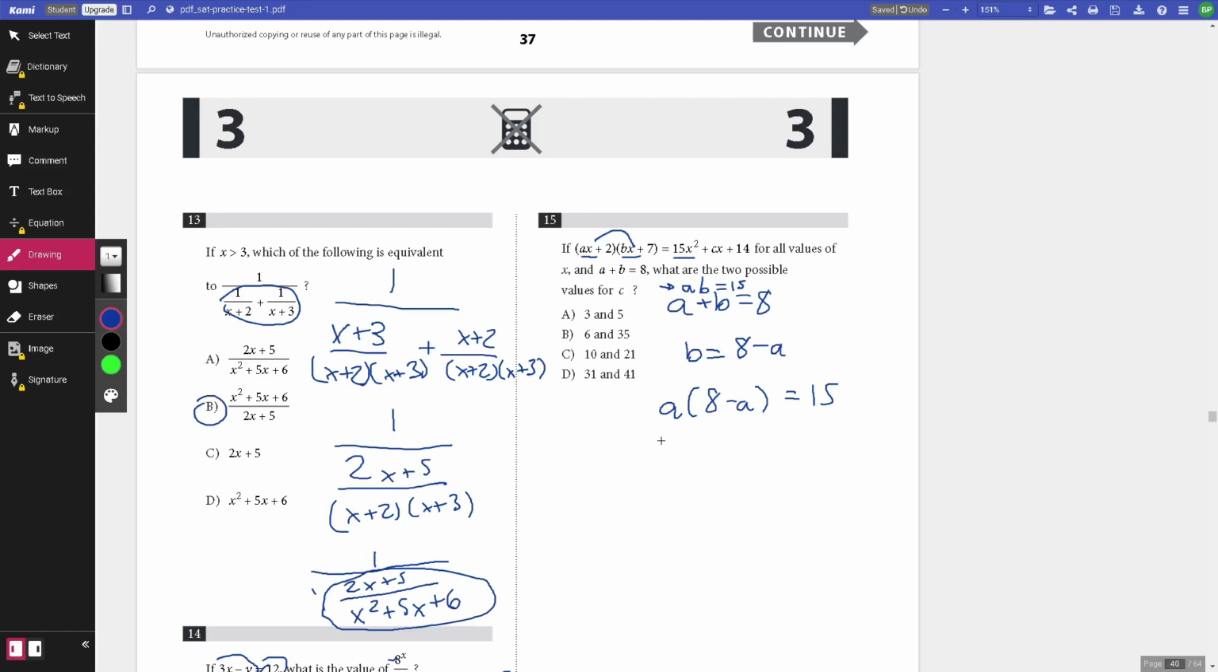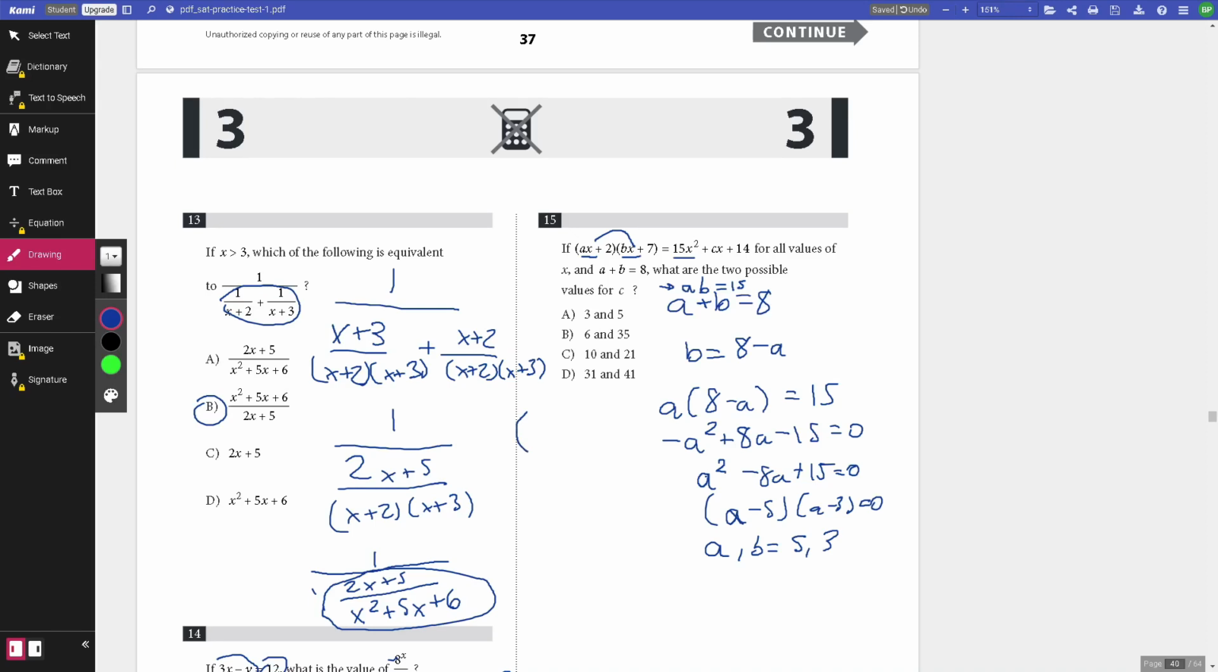When you distribute, you get 8a - a² = 15. I move this over so you can solve a quadratic. Multiply everything by -1, so it's easier to solve. Factor, so we get (a - 5)(a - 3) = 0. So we have a, b is equal to 5, 3. They're interchangeable. So when we find the positive values, we substitute into either one.